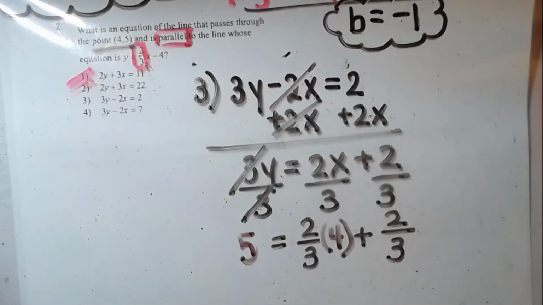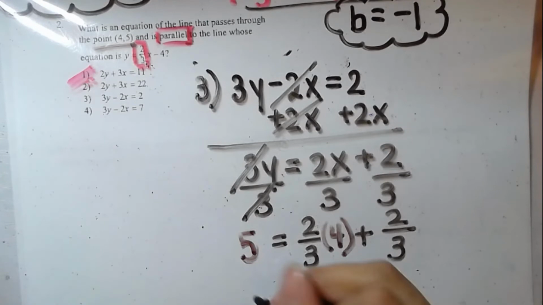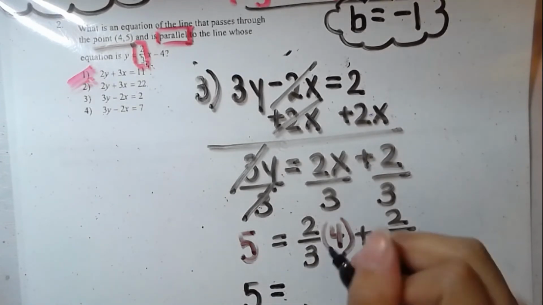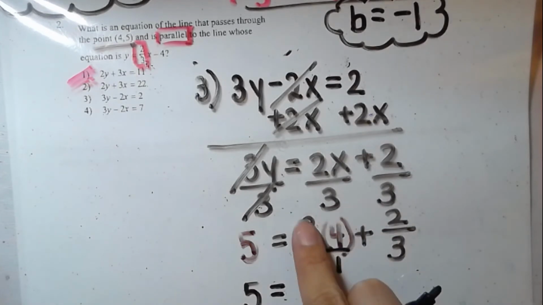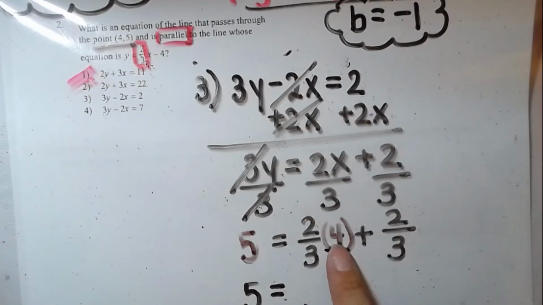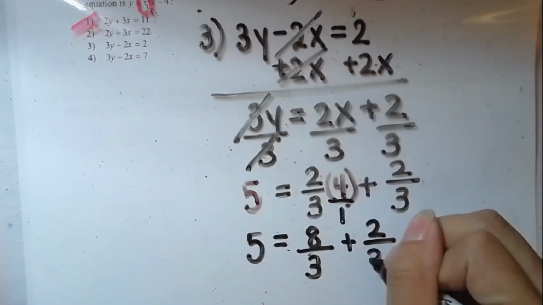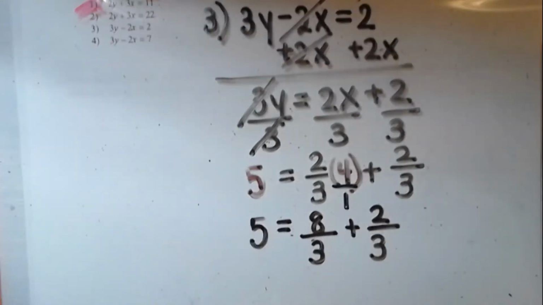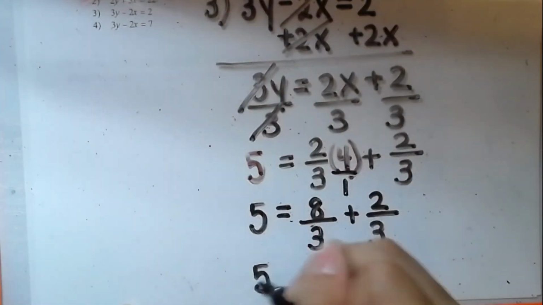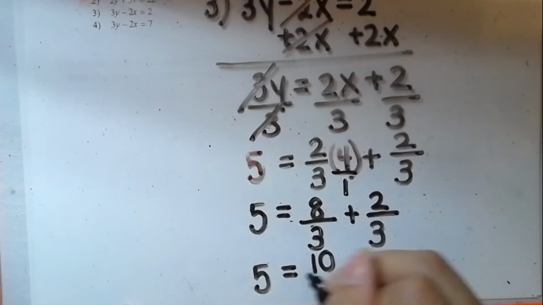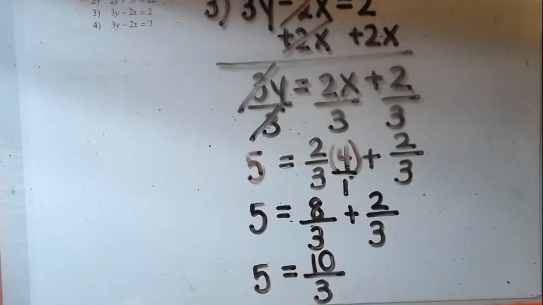Okay, well, on the left side we have 5. On the right side, we can really put a 1 underneath. 2 times 4 is 8. And 3 times 1 is 3. So I have 8/3 plus 2/3. And I end up getting 5 is equal to 10/3. And I don't think this equation is balanced.